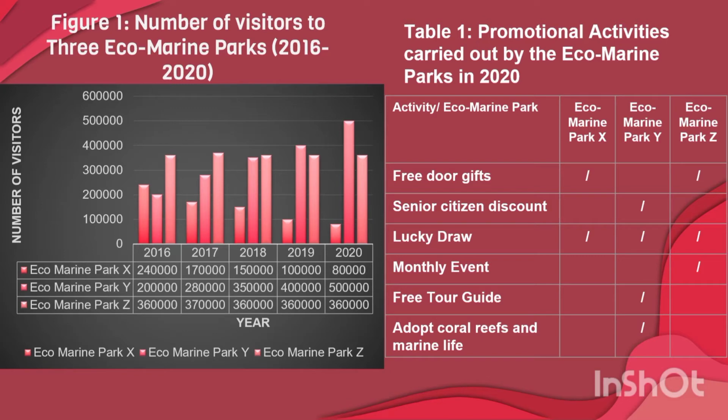Okay, here you have 2 visuals. Visual 1 is about the number of visitors to 3 eco-marine parks, 2016 to 2020. Whereas Table 1 shows promotional activities carried out by the eco-marine parks in 2020.